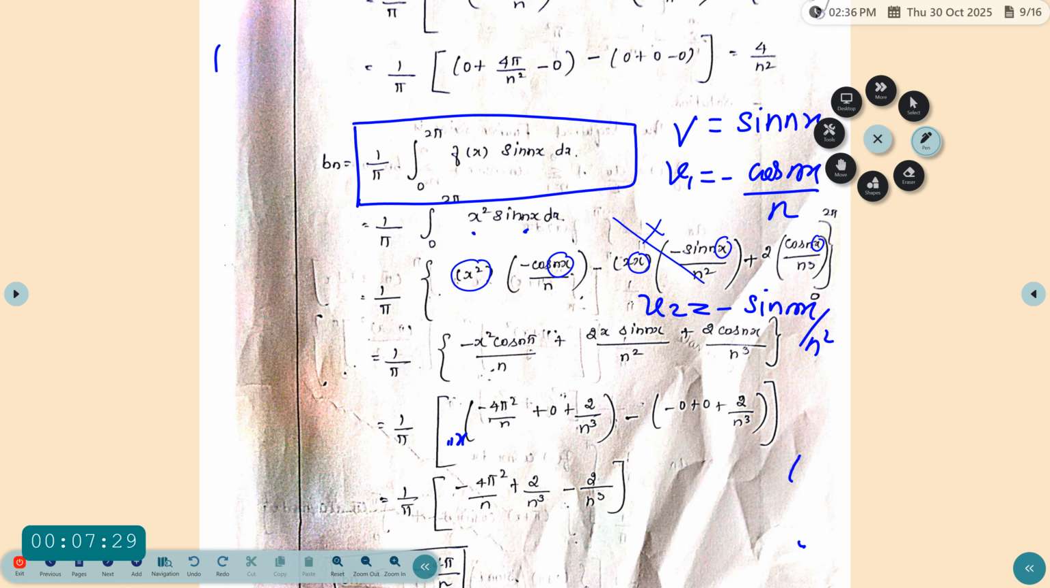So minus x square cos nx by n plus 2x sin nx by n square plus 2 cos nx by n cube. Upper limit is minus of 2 pi the whole square, 4 pi square, cos 2n pi value 1, and then by n. Here 2 into 2 pi into sin 2n pi is 0, and then cos 2n pi value 1, so we are getting 2 by n cube. If you are applying the lower limit 0, this vanishes. Here also this is 0. We are getting only for the last term 2 into cos 0 is 1, so minus 2 by n cube.